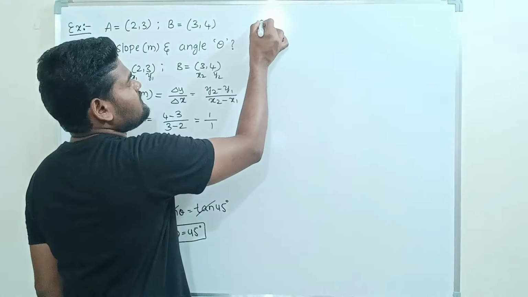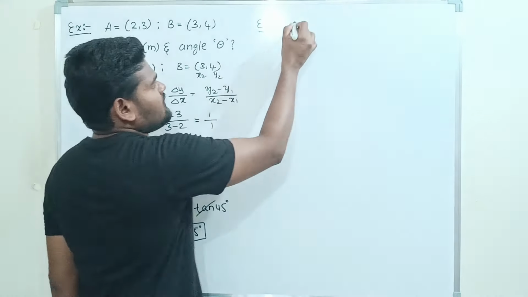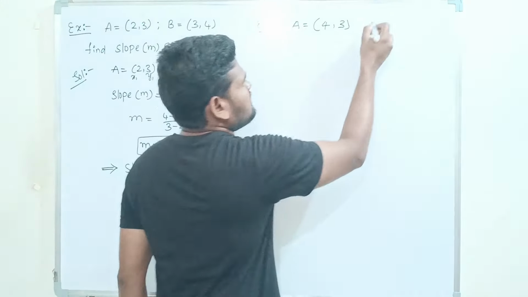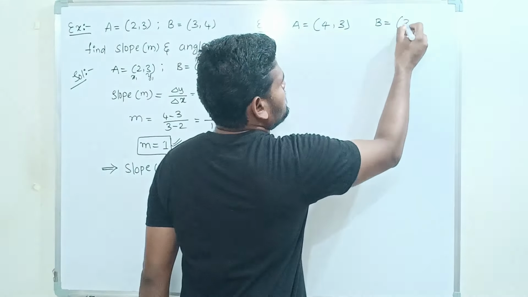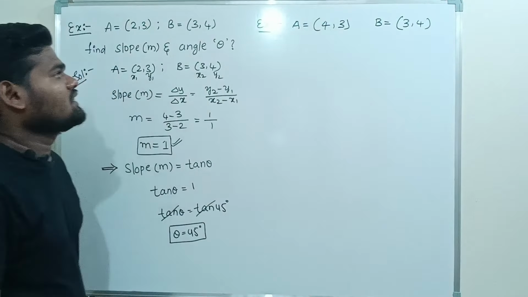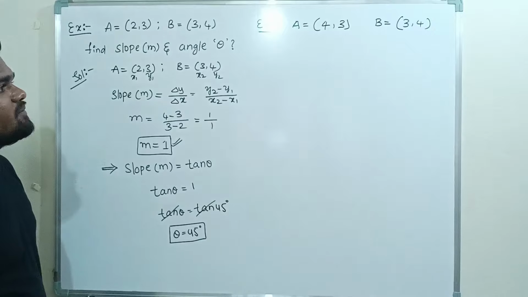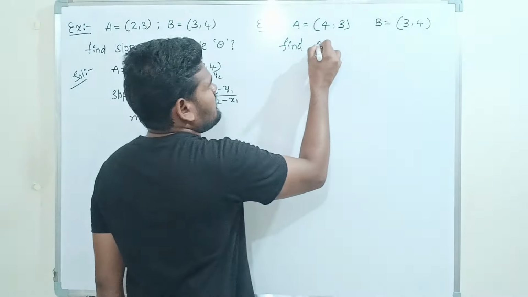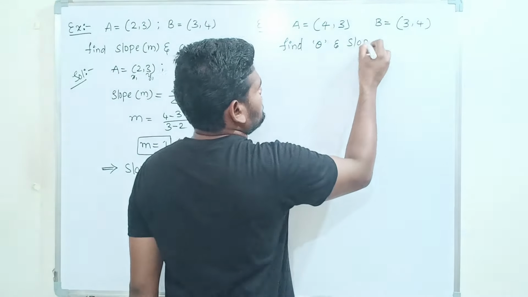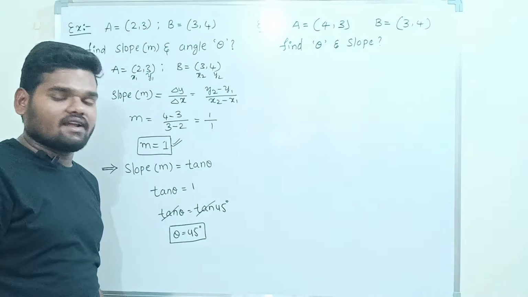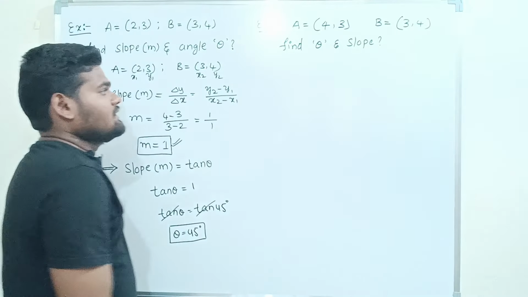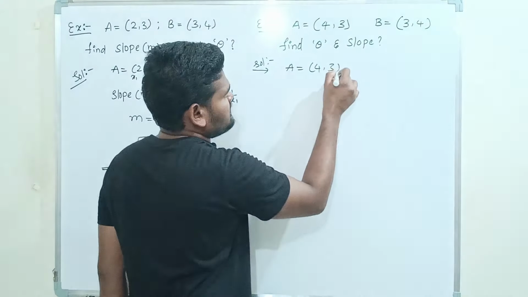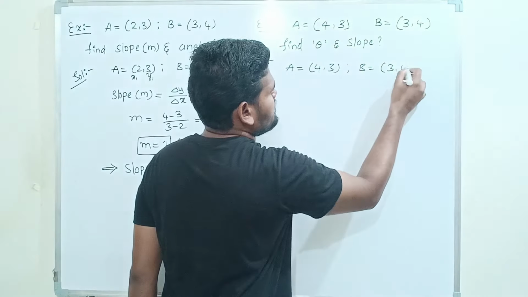Can we do the next example problem? Right. A is equal to (4, 3) and B is equal to (3, 4). So find out theta and the slope. They are asking to find the slope and the angle theta. Right. Solution. A is equal to (4, 3), B is equal to (3, 4).